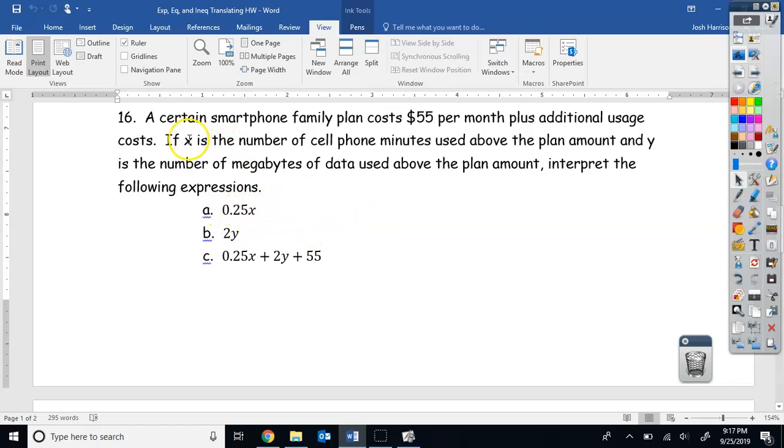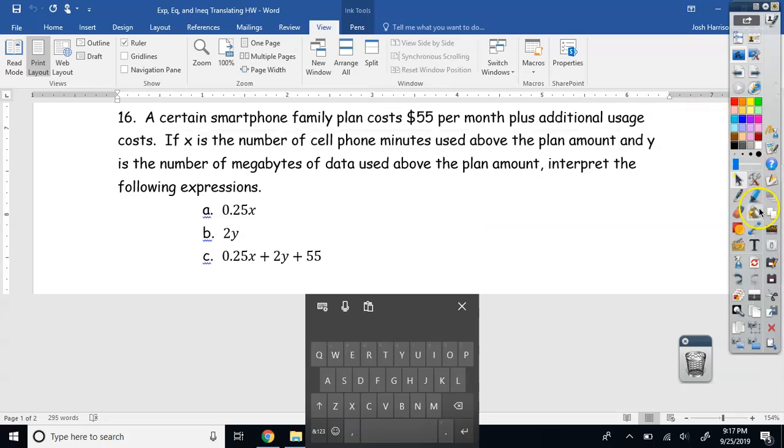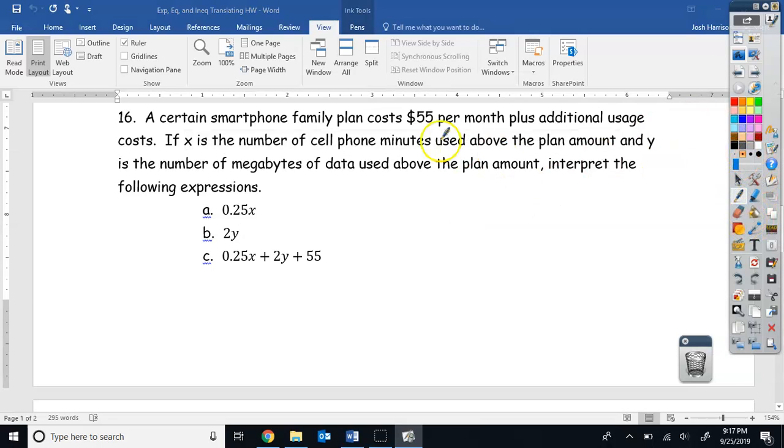Well, remember, X is the number of cell phone minutes used above the plan amount. So what does that mean? That means for every minute you go above the plan amount, it is 25 cents per minute above what you are allowed in the plan.